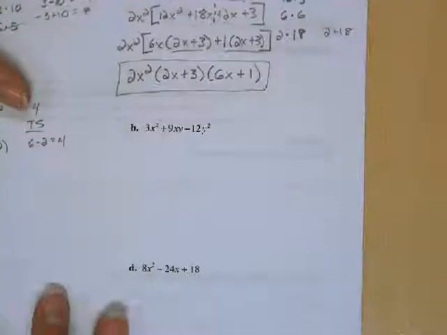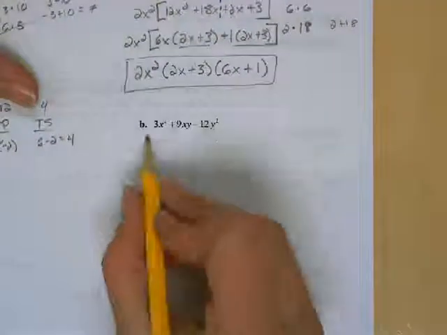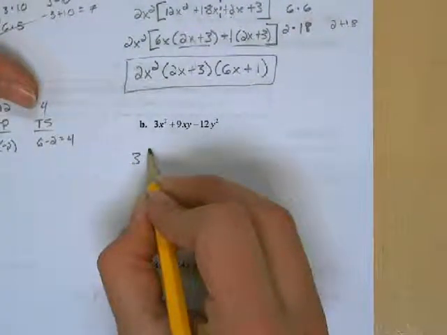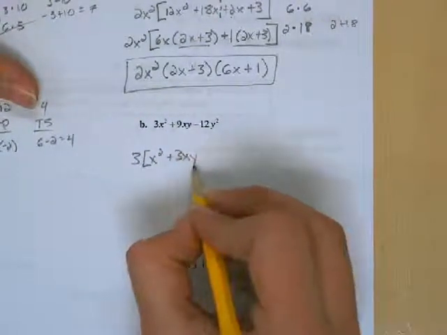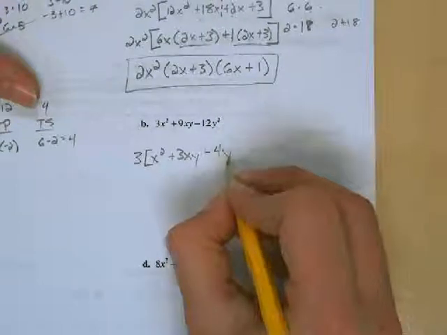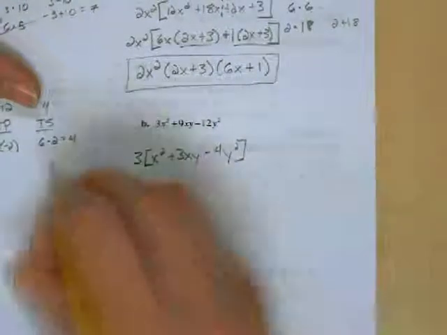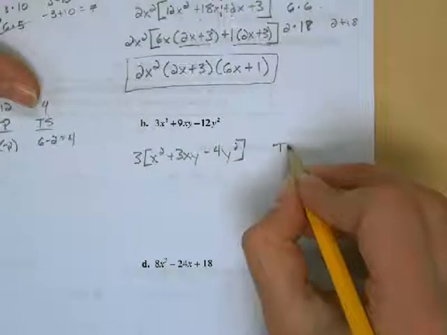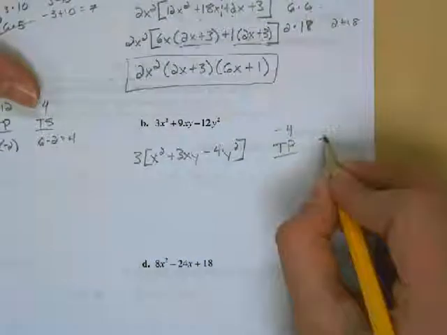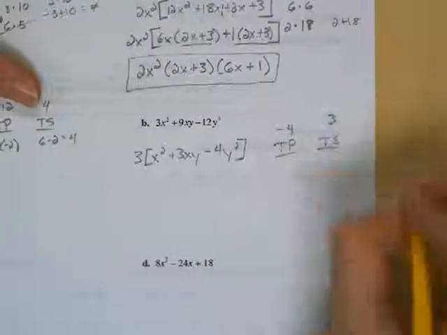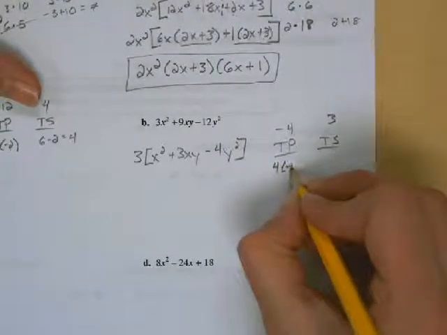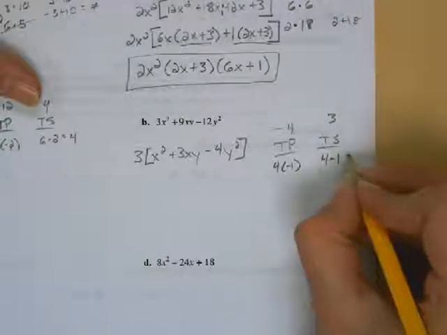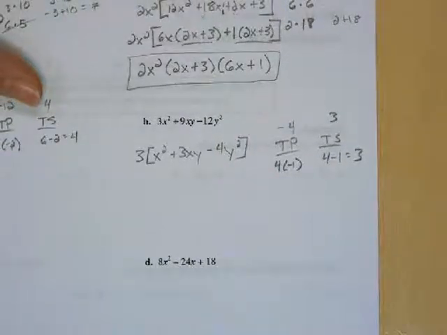Okay, next one, GCF out first, makes your life so much easier. I've got a 3 in all of these. Left with x squared plus 3xy minus 4y squared. Okay, so when I do that, target product is -4, target sum is +3. Two numbers that multiply to -4 but add to 3 would be +4 and -1. Okay, so that's my two numbers that I'm going to work with.